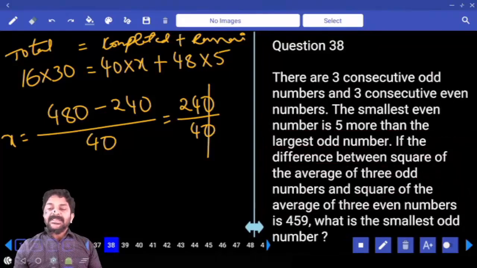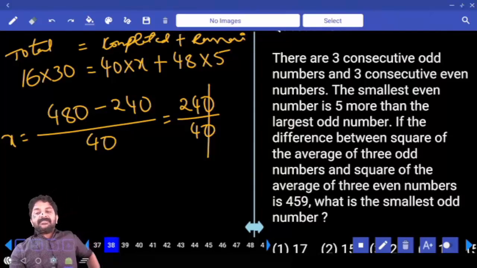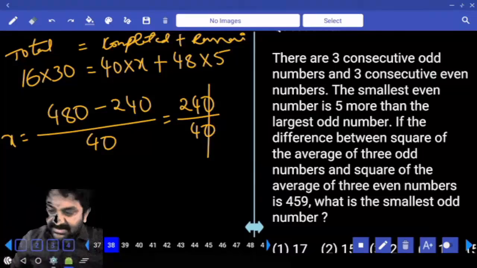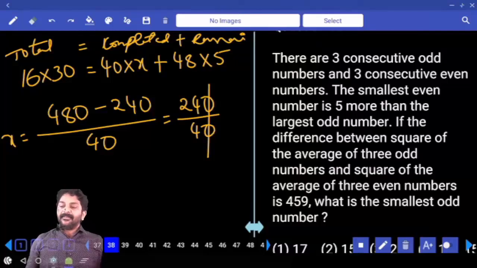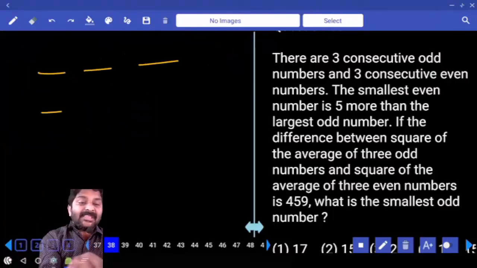There are 3 consecutive odd numbers and 3 consecutive even numbers. The smallest even number is 5 more than the largest odd number. If the difference between square of average of 3 odd numbers and the square of average of 3 even numbers is 459, what is the smallest odd number? Okay. 3 odd numbers are there, 3 even numbers are there.